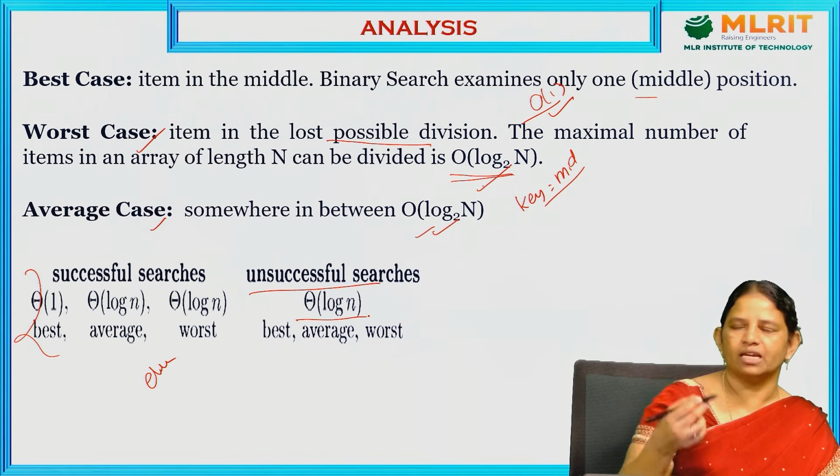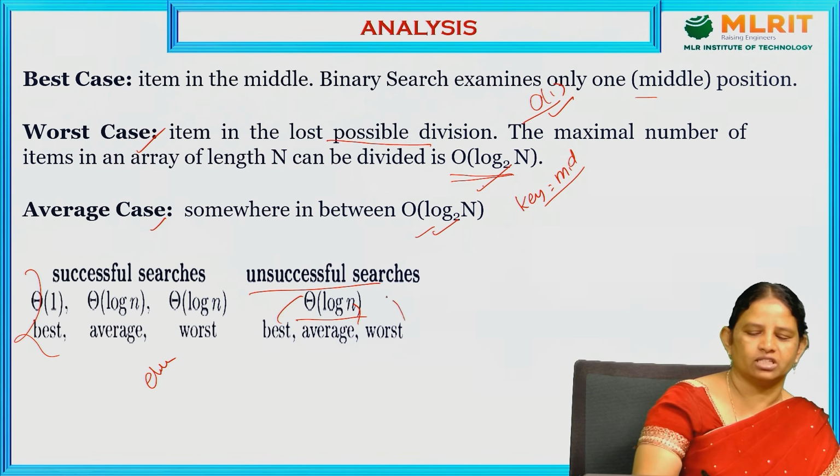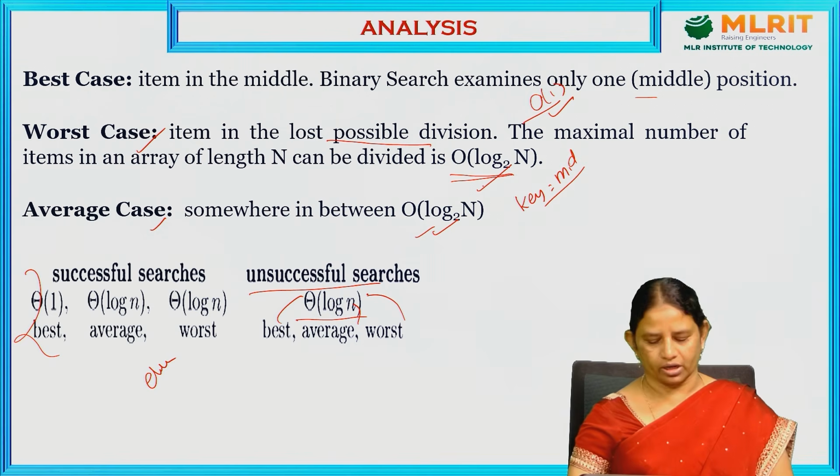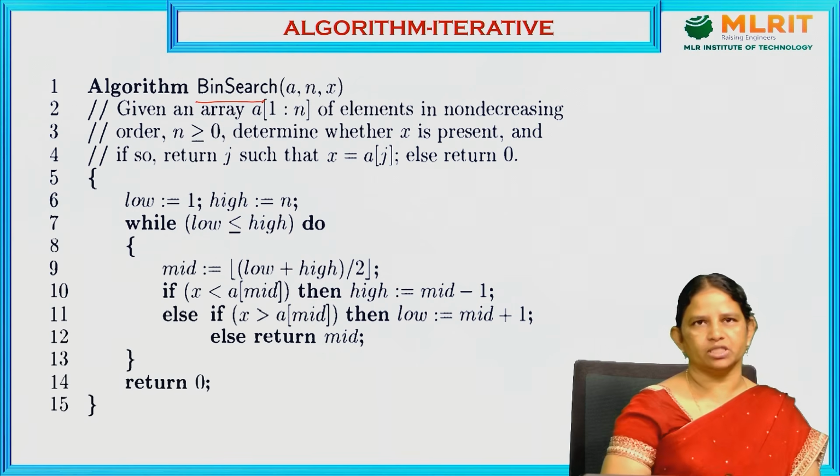Unsuccessful search means the element is not found at all. The time complexity for the best case, average case, and worst case is big O of log n. Now coming to the algorithm: binary search. The algorithm name is binary search.